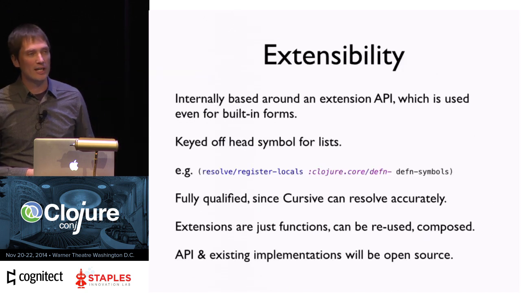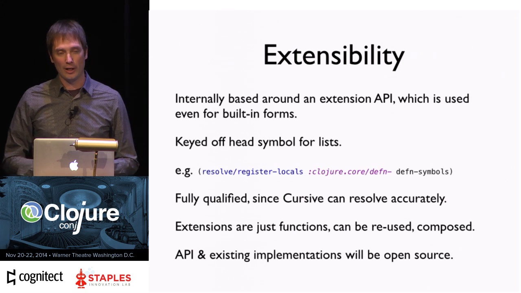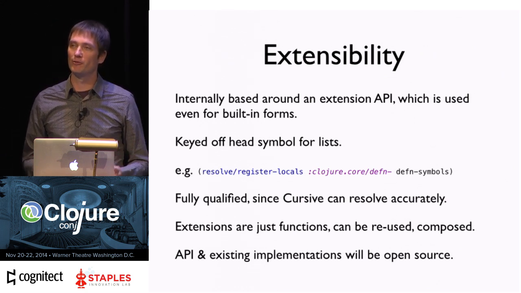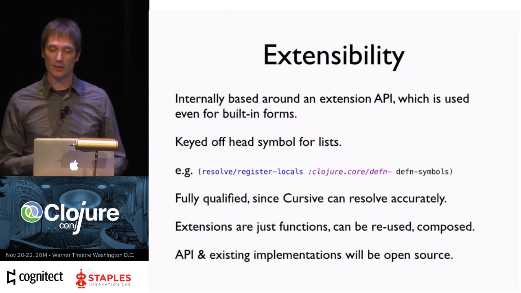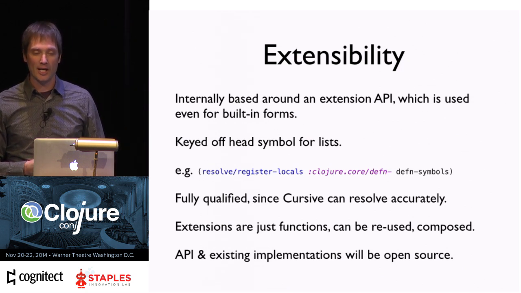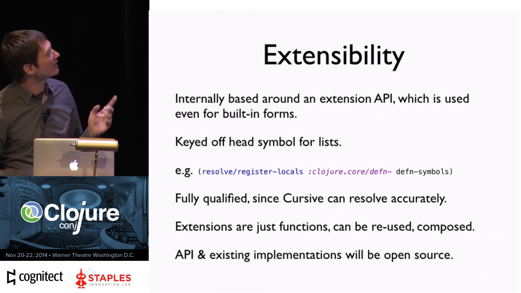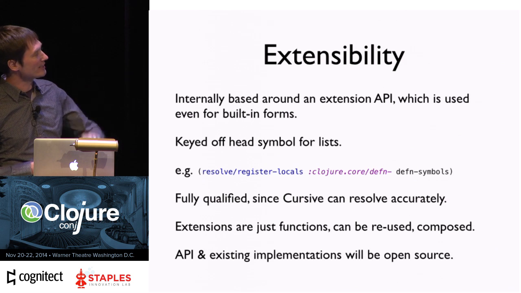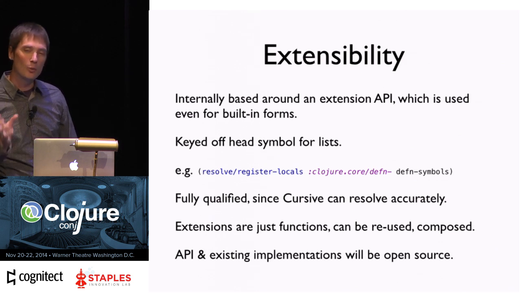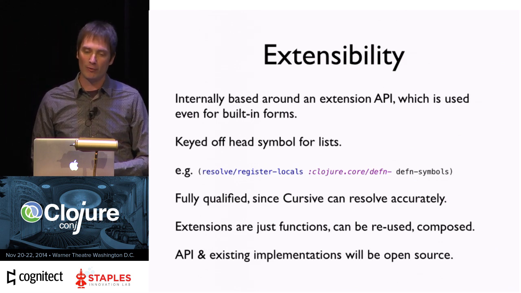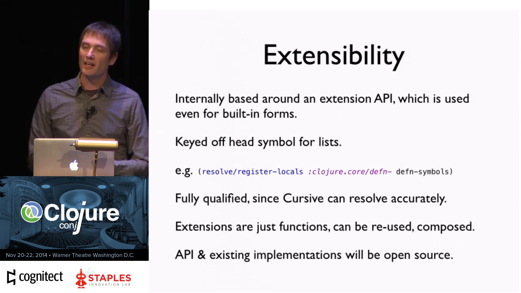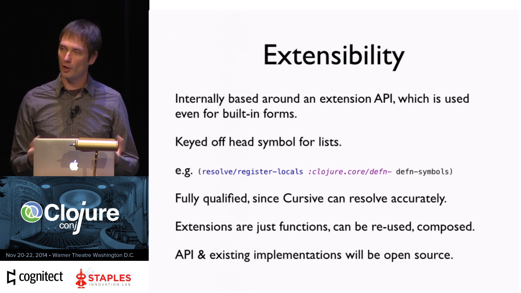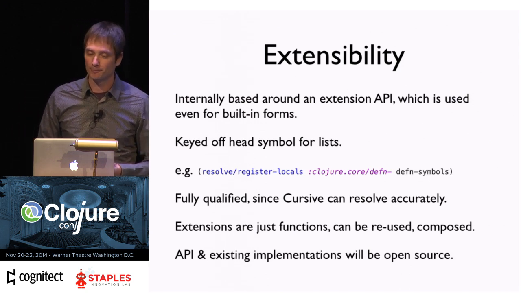So what I did in Cursive was I actually implemented everything around an extension API. And everything internally in Cursive is based around this as well. So whenever I'm adding support in Cursive for built-in forms, this all uses this API as well. So it's keyed off the head symbol for list. So you can see an example there. Register locals, clojure.core/def, and def-and-symbol. So what that's doing is saying, when you see a list where the head symbol in the list is a macro and it resolves to clojure.core/def, then use the def-and-symbol function to return to Cursive what the local variables are and what their scopes are.